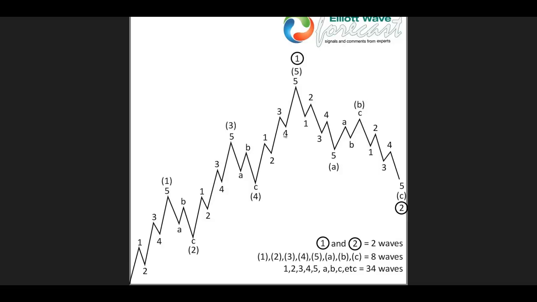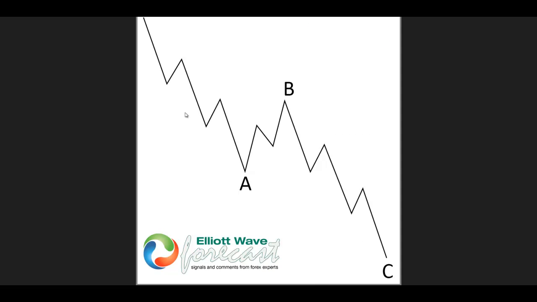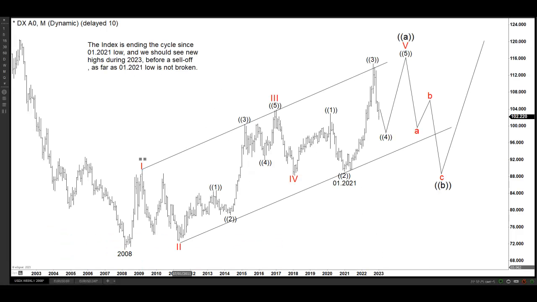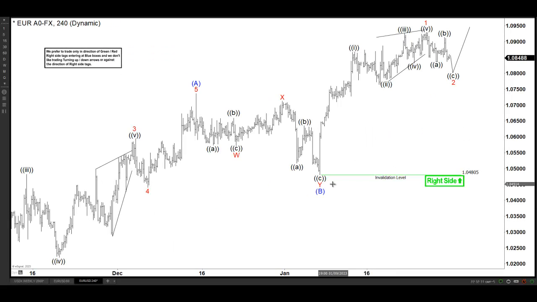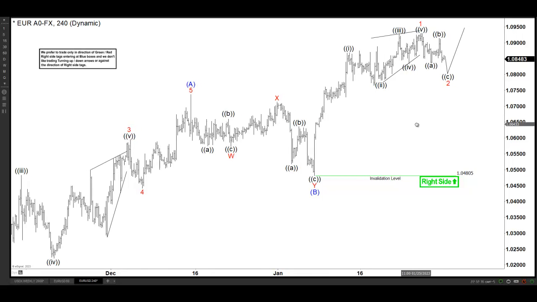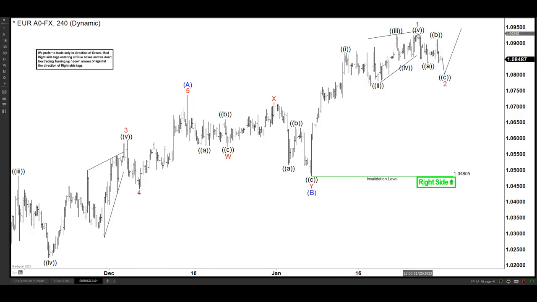The correction in the wave 4 in the dollar is taking the form of an ABC, which is 1, 2, 3, 4, 5, 3 waves back, 1, 2, 3, 4, 5. And that's how we see the dollar or the euro at this stage. We believe that January the 6th was the connector of the B wave, and that now we might have ended wave 1 or wave C of that proposed wave 4.